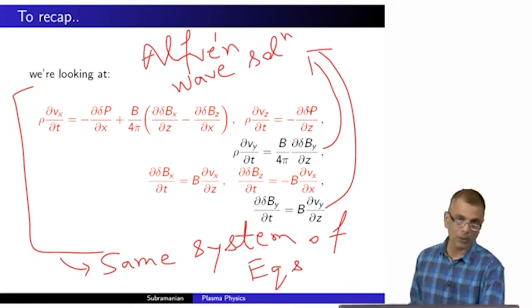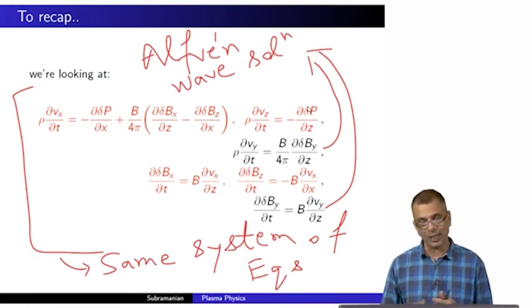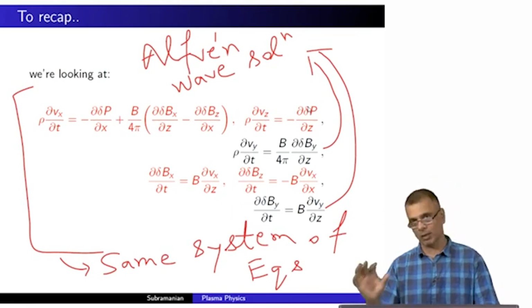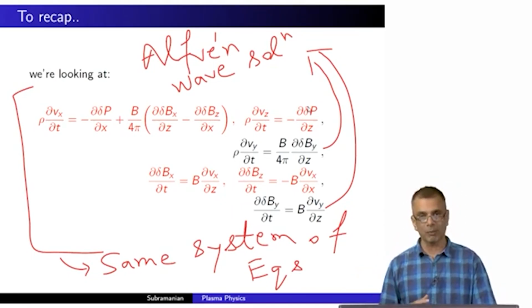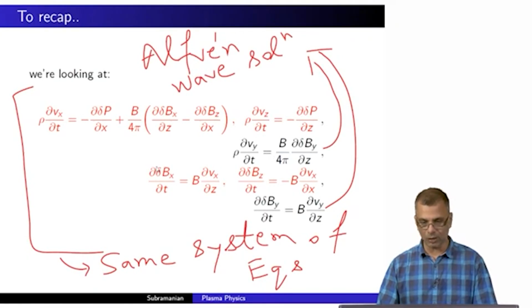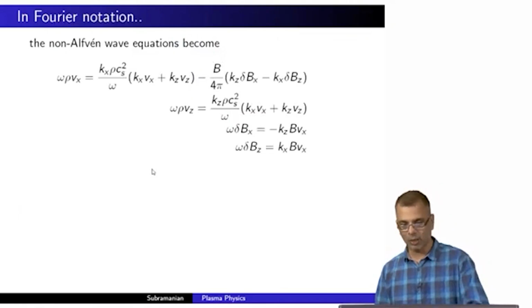So the solutions we will arrive at will involve density and pressure perturbations. So in that sense, they have a character that is similar to the sound wave, and hence they are called magnetosonic waves. Right. So the non-Alfvén wave equations, which are just these equations in red, when written in Fourier language, become this.